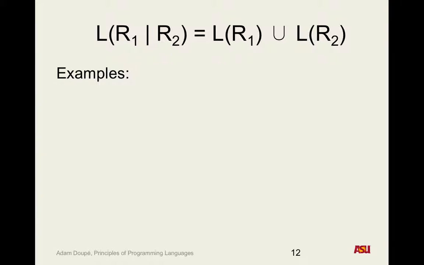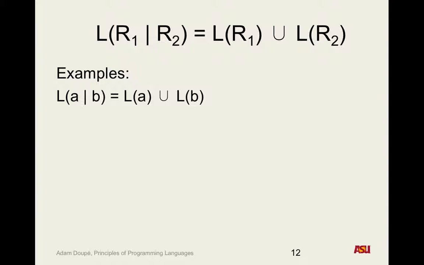Or not. Okay, so let's look through some examples. We're going to break this down. We're going to have the language of A bar B. So A bar B is a regular expression, right? So what's going to be on the right side of this equation? First step, the very first step, applying the rule at top. So we're just going to substitute in A for R1, B for R2, and we're going to get LA union LB.